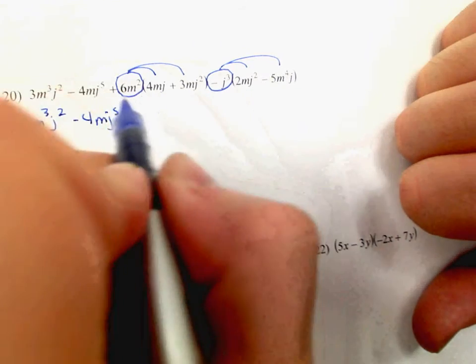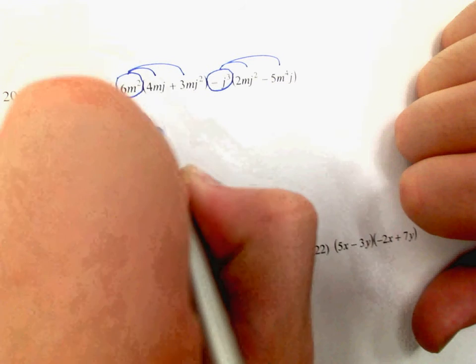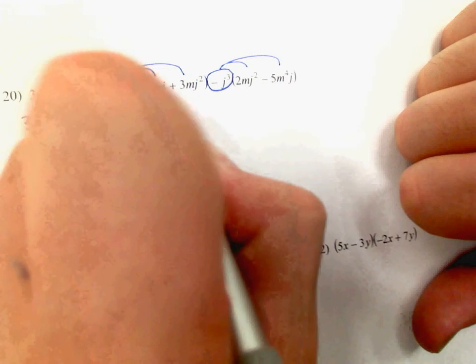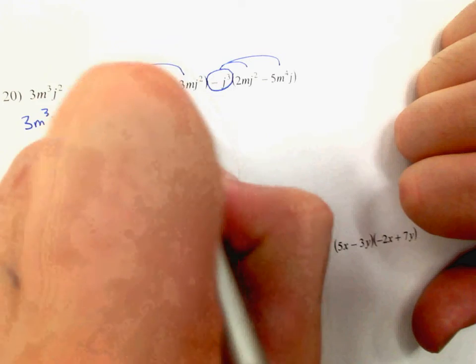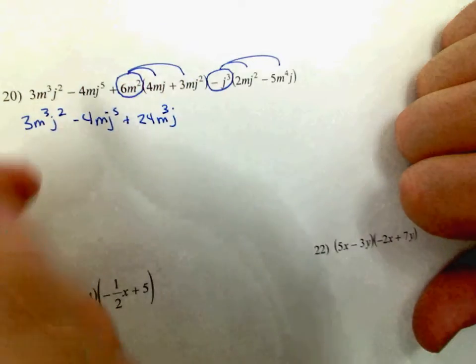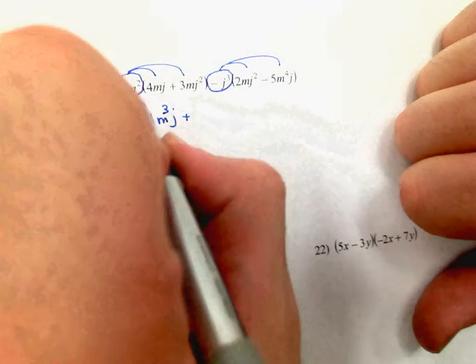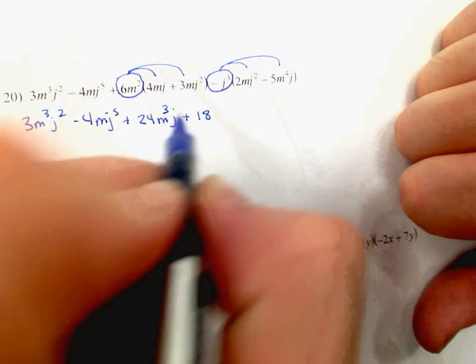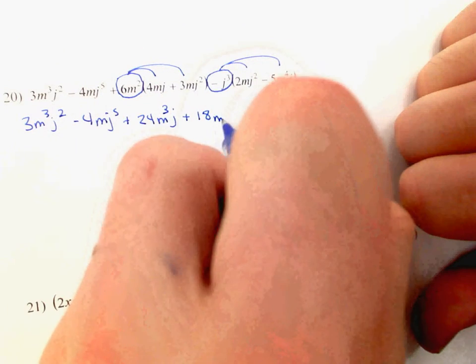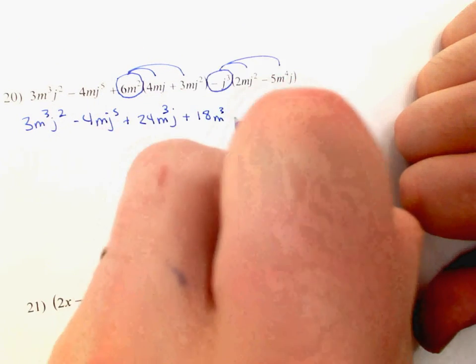Distribute here. 6 times 4 is 24. I've got m squared and another m, that would be m to the third, and there's a j tagging along. Plus 6 times 3 is 18. M squared and m would be m to the third, and I've got j squared tagging along on that one.